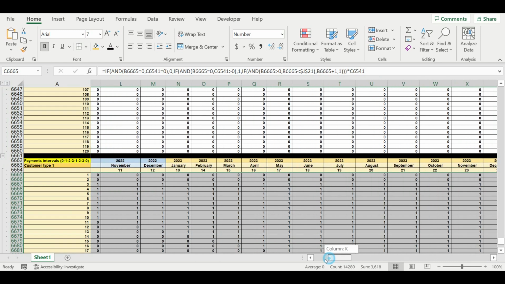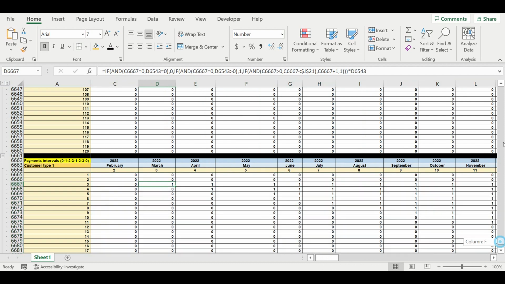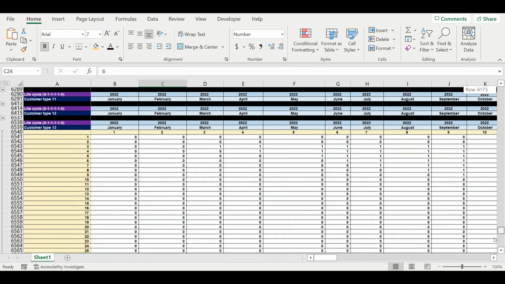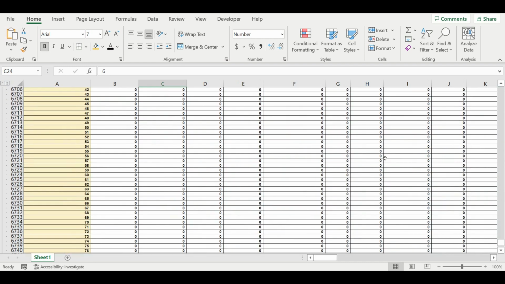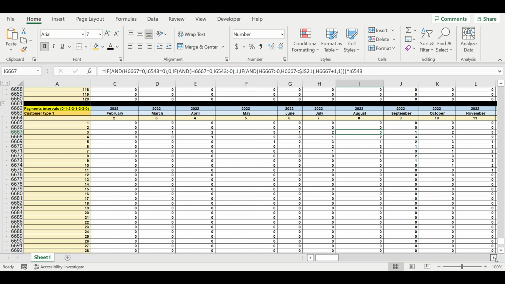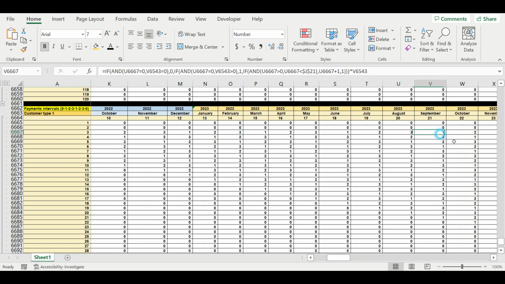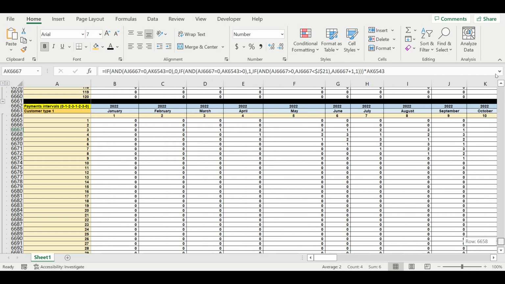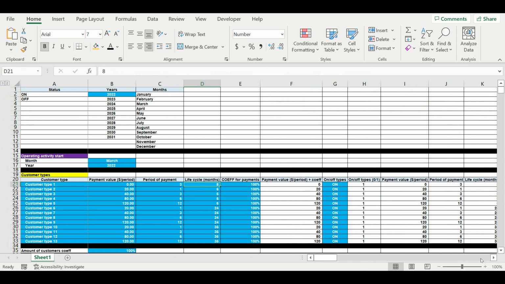So here we have the values. 1 means that we have, for example, if I paste here a period of payment like 3 months, the payment occurs once in 3 months, then we have a period 1, 2, 3, then 1, 2, 3, 1, 2, 3, and the most interesting thing is that at some moment this period ends because the customer goes away and we don't have revenues from this type of customer, because the life cycle of this customer is 8 months.